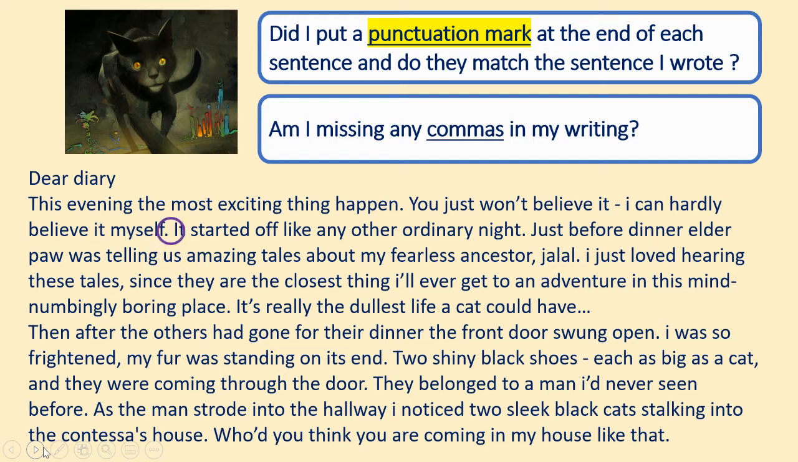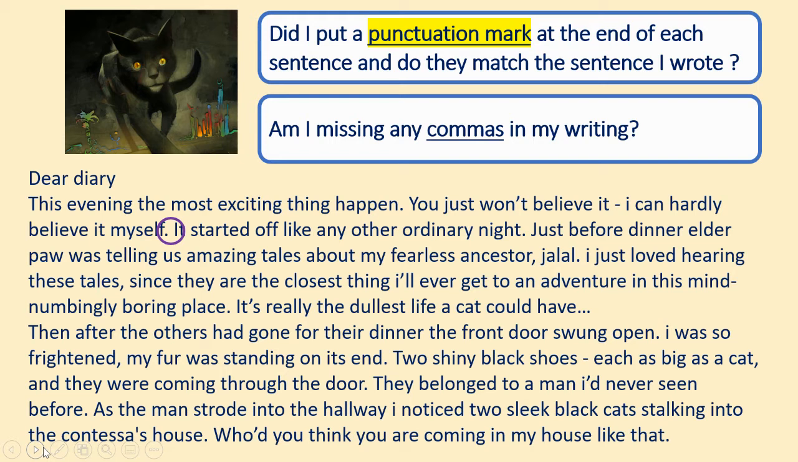So let's have a look at this. I've circled this. I don't think it should be a full stop. I want you to think about what it should be. You just won't believe it. I can hardly believe it myself. Listen to how I say that sentence. You just won't believe it. I can hardly believe it myself.